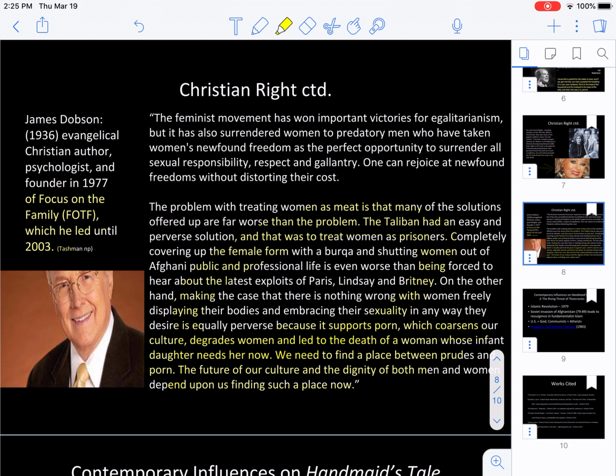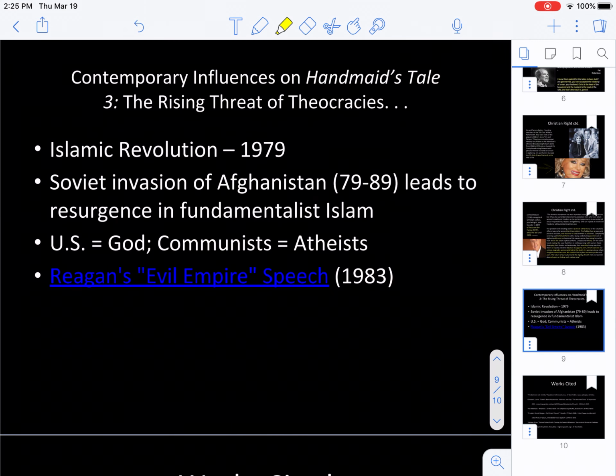Okay, so first influence, the falling birth rate. Second influence, the rise of the Christian right as a political force. And then the third influence is the fear of theocracy. So remember, the Scarlet Letter theocracy is where you have no separation of church and state. Your religious head is also your political head. So the Islamic Revolution had just taken place in 1979, about 5 years before she published The Handmaid's Tale.